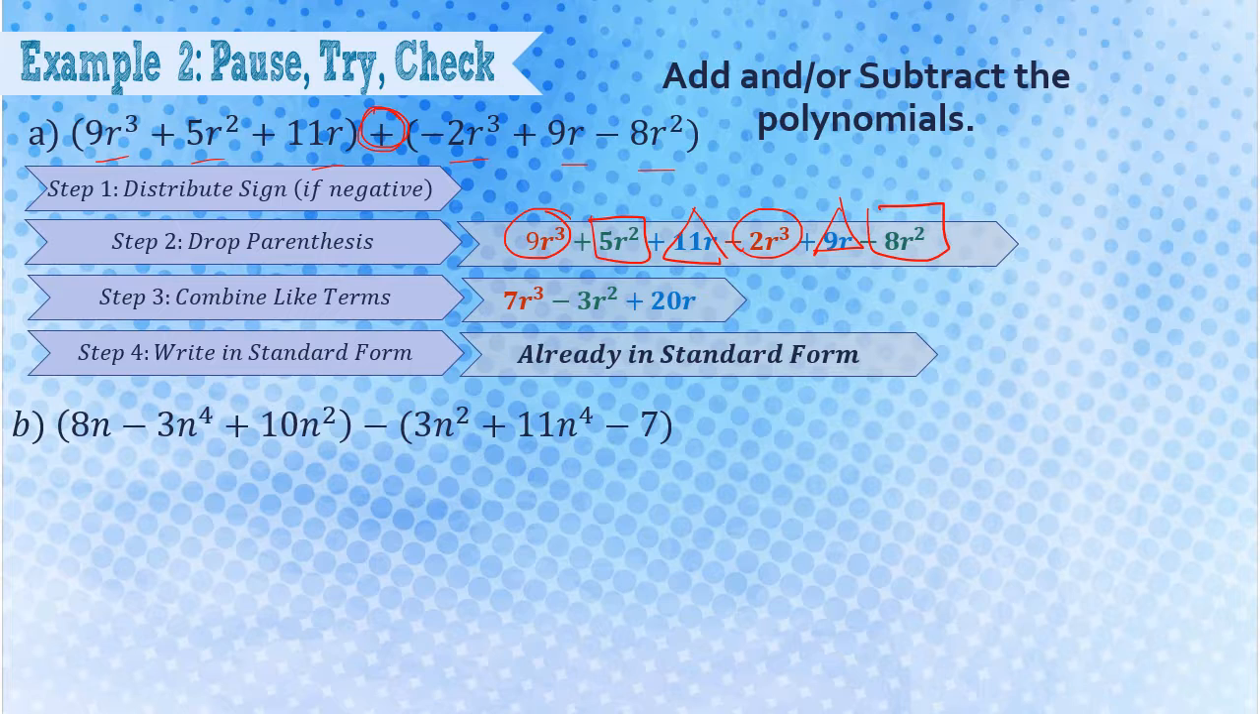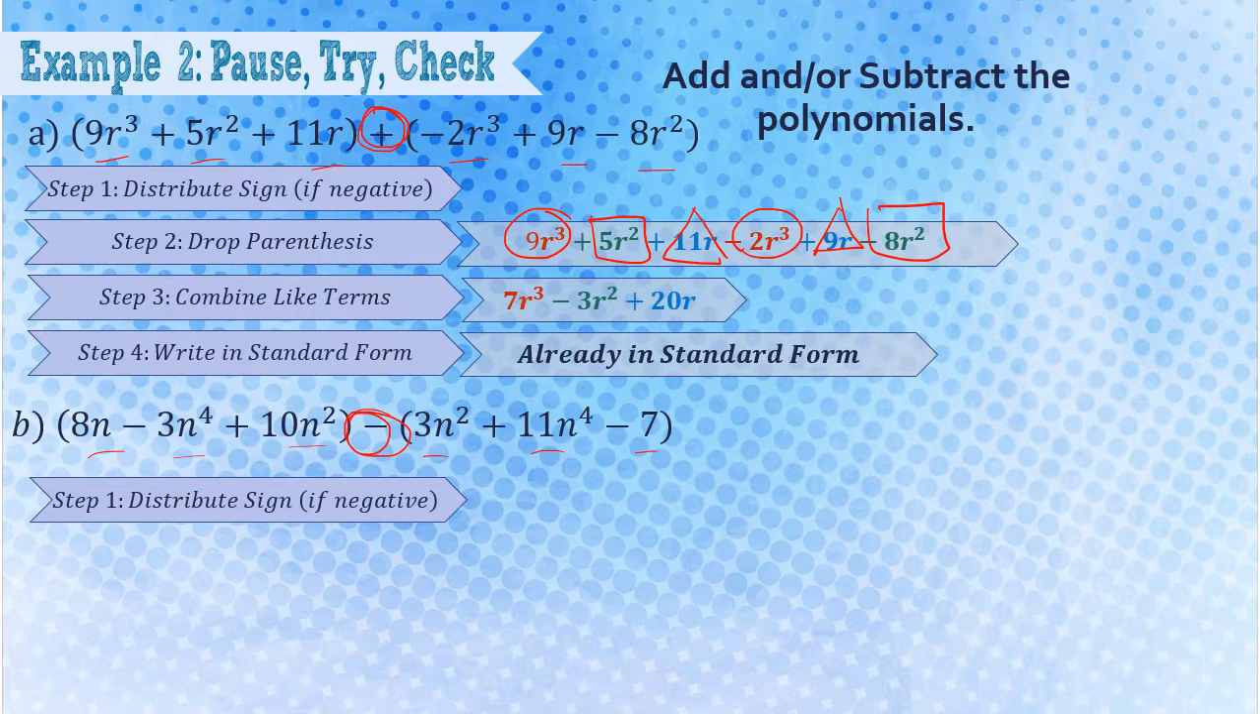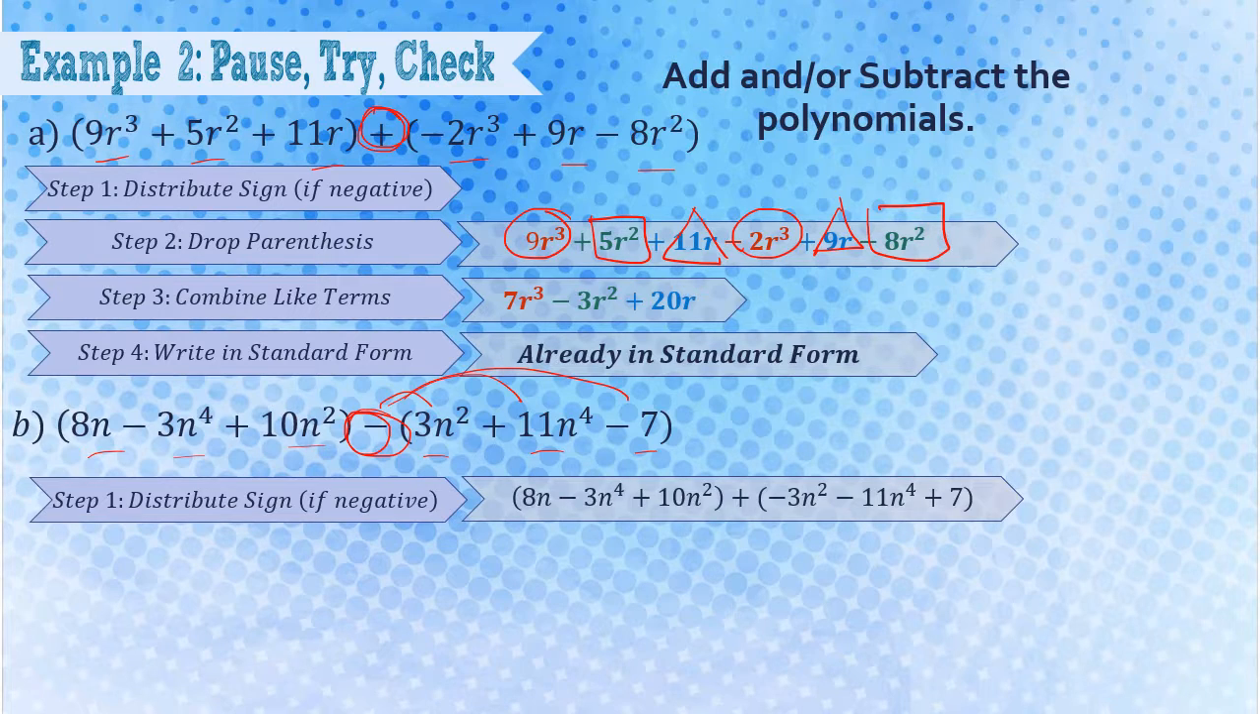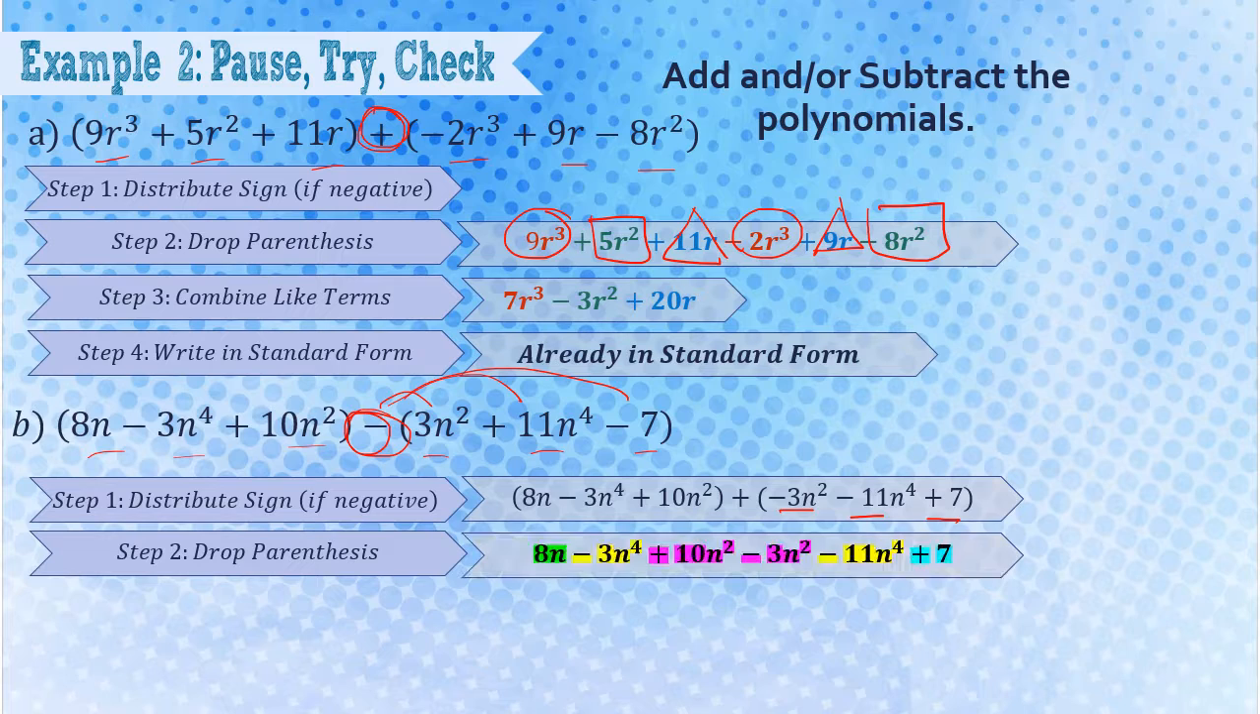Part B, if you want to stop, try this one on your own and then come back and check. Feel free. Again, I have 2 trinomials because I have 3 terms in each set of parentheses here. But this time I have this minus sign, so I need to distribute that negative. I need to change the sign of everything inside. So when I do that, it becomes a negative 3n, a negative 11, and then a positive 7. I've just switched all of the signs inside. I can go ahead and drop my parentheses and start to color code.